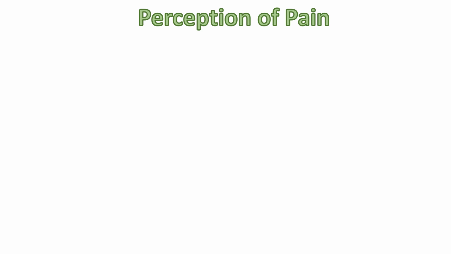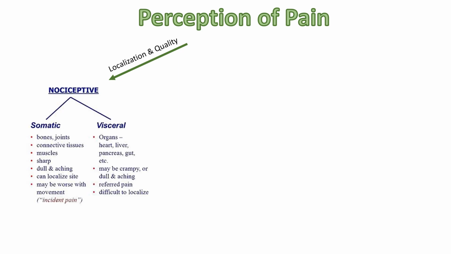The perception of pain can be broken into the logistical component, which is localization and quality of pain. When pain occurs as a result of an injury, that can be called nociceptive pain. The type of pain under this is determined by where the injury occurs. If it occurs in the periphery, bones, joints, muscles, skin, and can easily be localized, usually you can point with one finger to where this hurts.